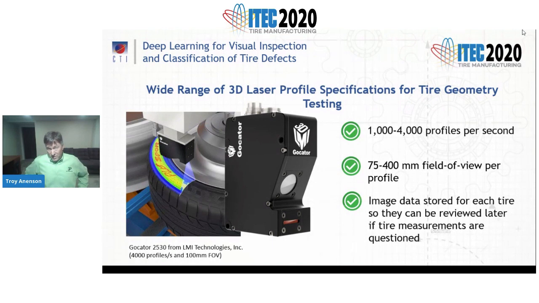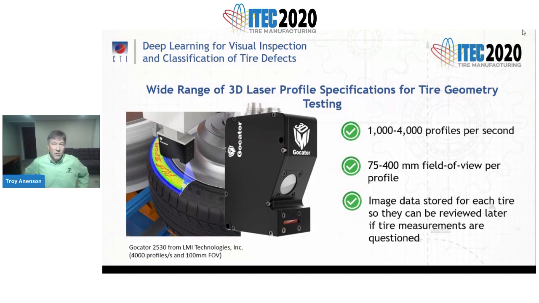So like I said before, many of these geometry systems exist today with 3D laser profile sensors, providing at least 1,000 profiles per revolution and containing a field of view of at least 75 millimeters of tire data per profile.